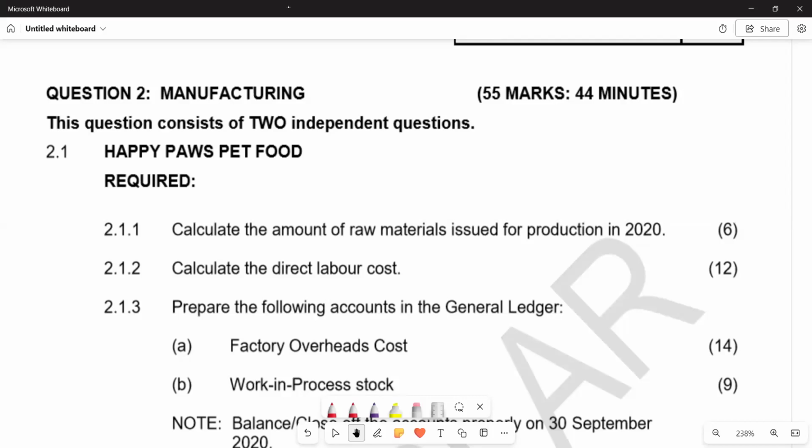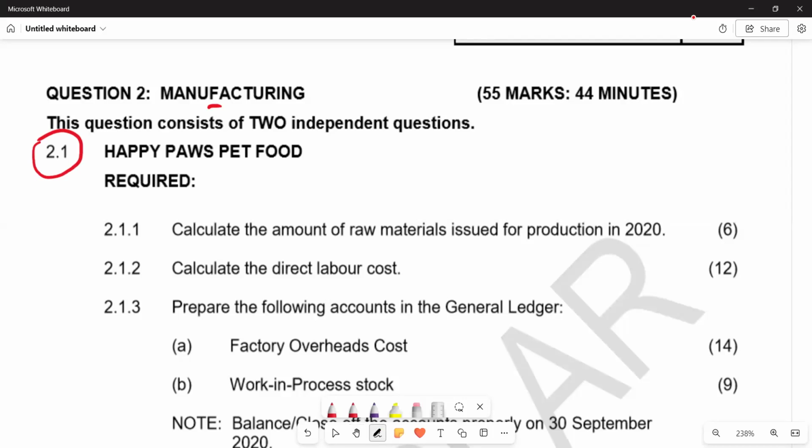In this video, we want to look at a question on manufacturing, and we are going to look at 2.1 in particular. We've got this question which consists of two questions, but we are going to look at 2.1, which is for Happy Paws Pet Food. And then on the required part, 2.1.1: calculate the amount of raw materials issued for production in 2020.